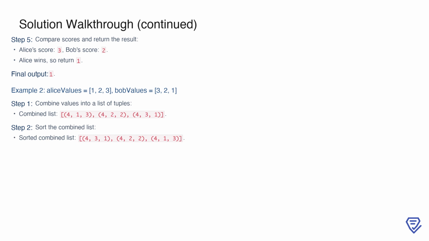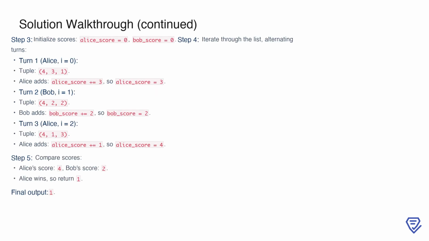For the second example, where Alice's values are 1, 2, 3, and Bob's values are 3, 2, 1, we follow the same process. First, we combine their values into tuples, resulting in (4, 1, 3), (4, 2, 2), (4, 3, 1). Each tuple reflects the sum of the values, along with Alice's and Bob's specific contributions. Then, we sort this list in descending order by the sum, which results in (4, 3, 1), (4, 2, 2), (4, 1, 3). This ensures that the stones with the highest total value are considered first during the alternating turns.